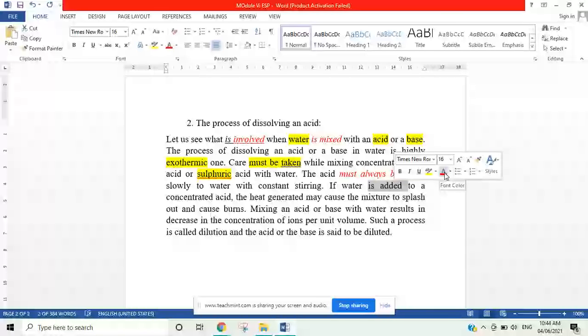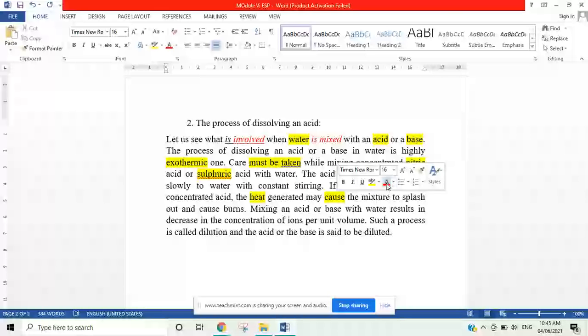If water is added, again we use "if water is added" because we are telling the process. If water is added to a concentrated acid, the heat generated may cause the mixture to splash out and cause burns. Here the result is described: what will happen when water is added to a concentrated acid, that heat may be generated, which may cause the mixture to splash out and cause burns. So the word cause is frequently used.